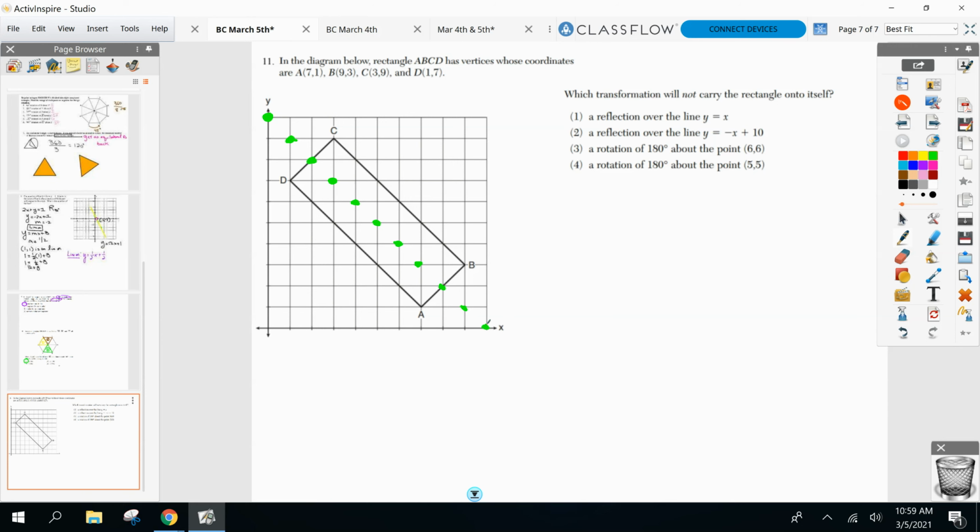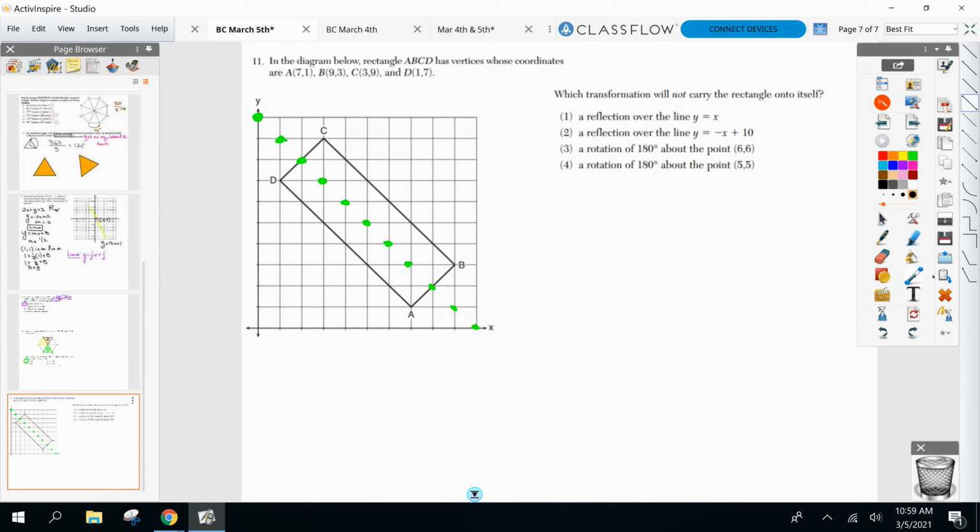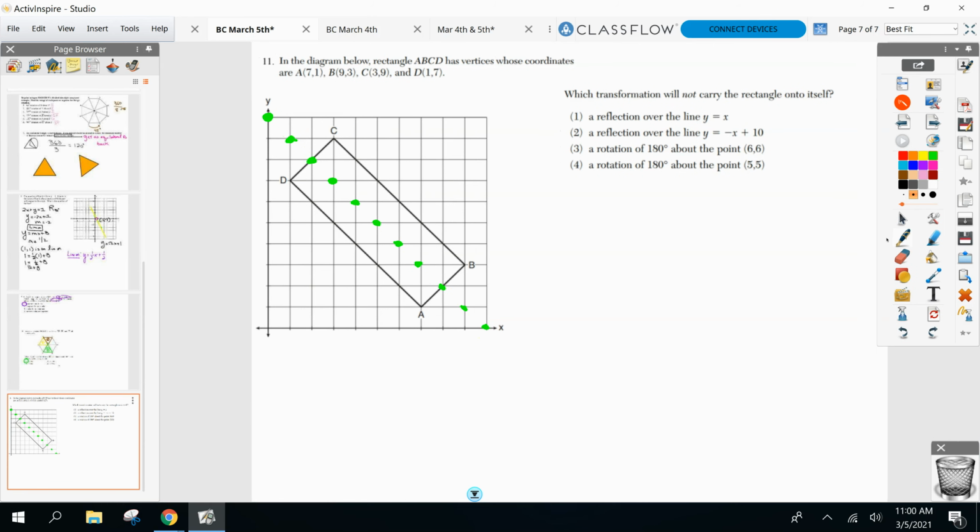So what happens when I reflect over this line? I reflect over this line. Where's D going? To C. Where's A going? Am I going to get the same rectangle? Yeah. Everyone at home? Yeah, I'm going to get the same rectangle, right? So that's not going to make a different one. So that's out.